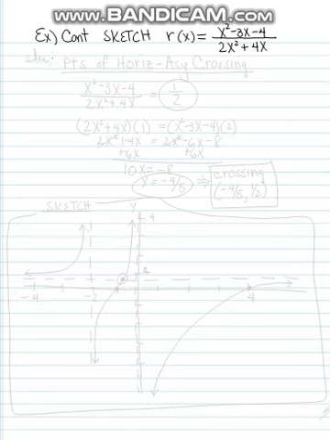All right, so this is part 2 of finding the sketch of this rational function, r of x equals x squared minus 3x minus 4 over 2x squared plus 4x. What we're going to do now is find the points of horizontal asymptote crossing.